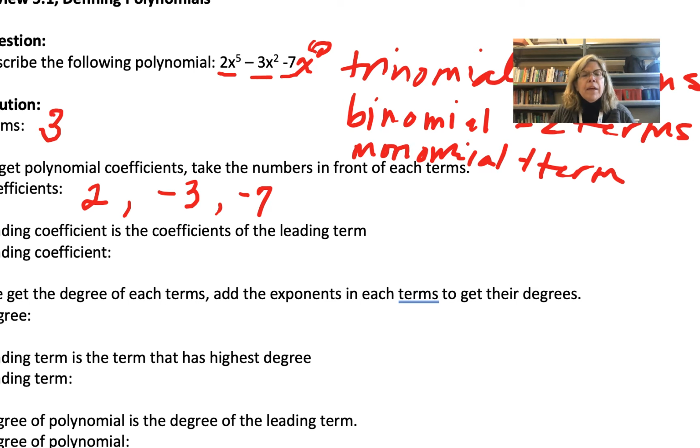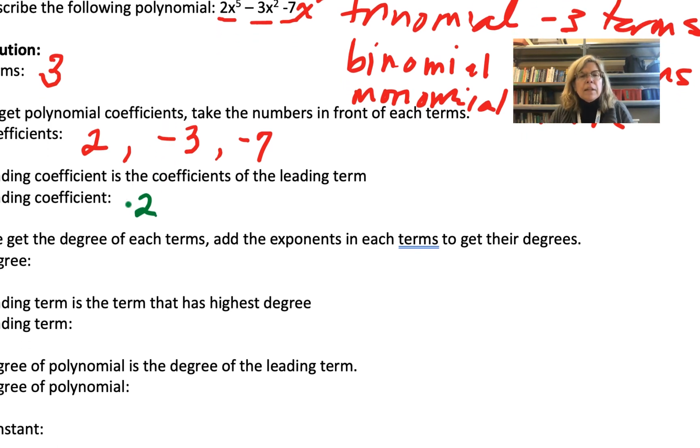Okay, and then the next thing is, what is the leading coefficient? The leading coefficient is the coefficient of the leading term, and the leading term is determined by the exponent. So 2x to the fifth has the highest exponent of any of the terms in this polynomial, or trinomial. So the leading coefficient is going to be 2.